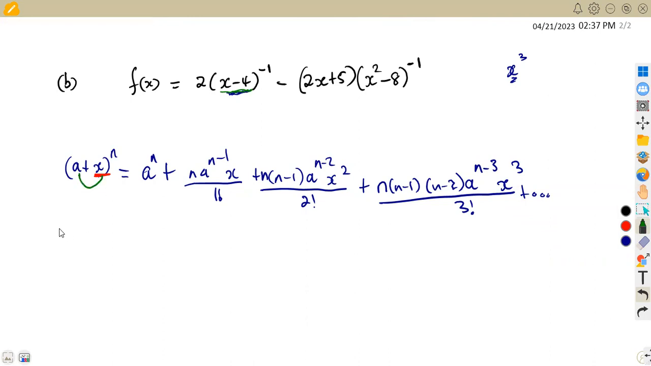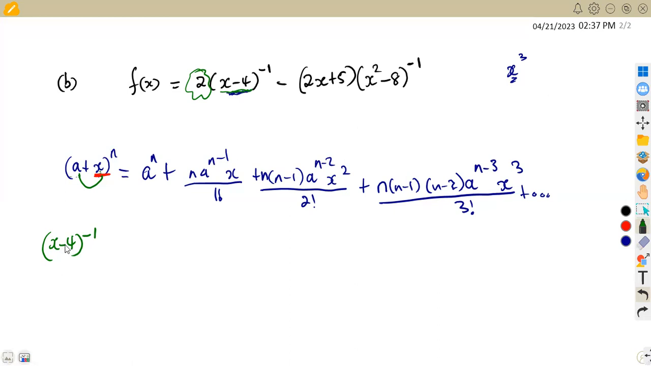So we are going to rewrite. All right, so this is x minus 4 to the exponent of minus 1. Forget about, don't consider the 2. Just leave it like that. We shall talk about this later on. So we want to expand this bracket, but in this format.